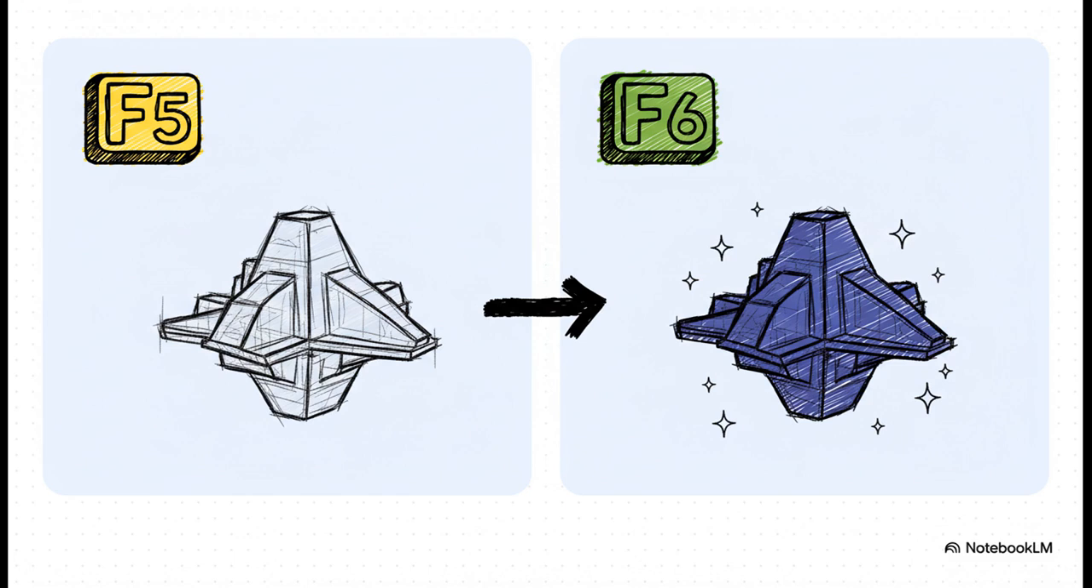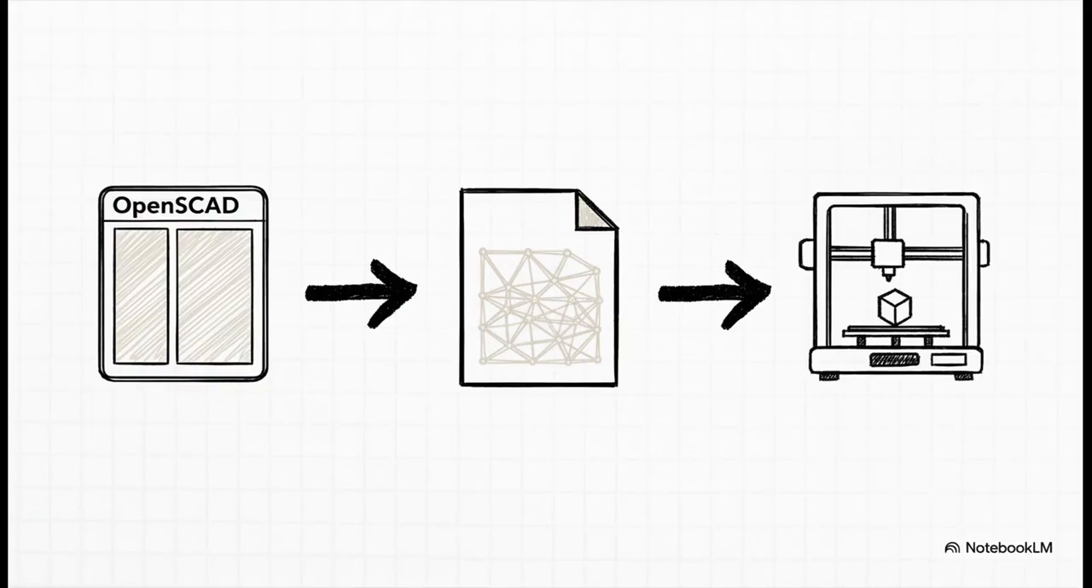But when you're done and you're ready to get serious, you hit F6. That's the full render. This is where the computer does all the heavy lifting and calculates the final, perfect, detailed model. This is what you need before you can export it for printing. And once that full render is complete, you export it. The file you get is an STL file. This is the universal language of 3D printers. It's basically the set of instructions that tells your printer exactly how to build your design, layer by tiny layer.